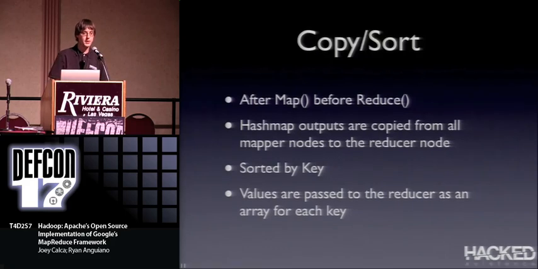Okay, so it's sorted by the key. Everything with a common key in the hash map, it takes all the values from it, dumps them into an array, and passes into the reducer the key, and then an array of all the values that had the common key coming out of map.